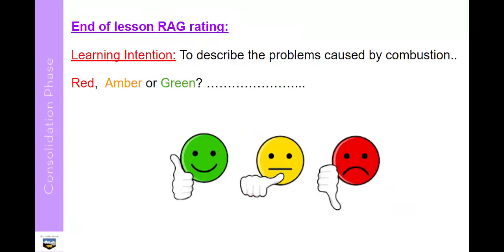Okay, so what I would like you to do is rate your learning intention for today. So the learning intention was to describe the problems caused by combustion. So are you red, amber or green? There is a section on your student worksheet to do that.